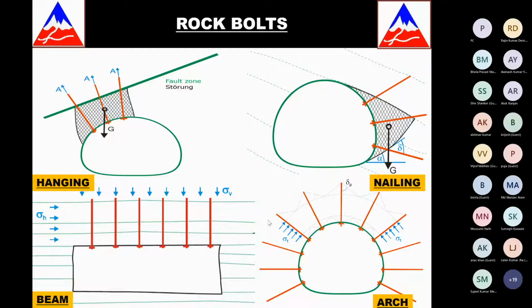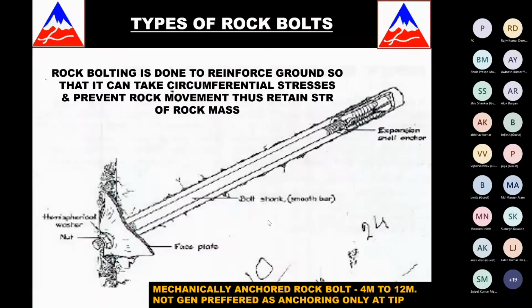See, types of rock bolts. Rock bolting is basically done to reinforce ground so that it can take circumferential stress and prevent rock movement, okay, and thus retain strength of the rock mass. Now, there are various types of rock bolts.